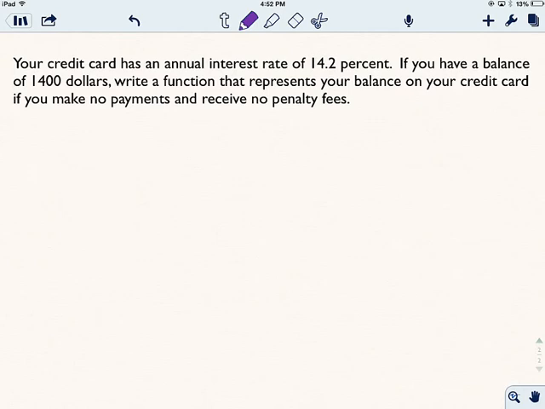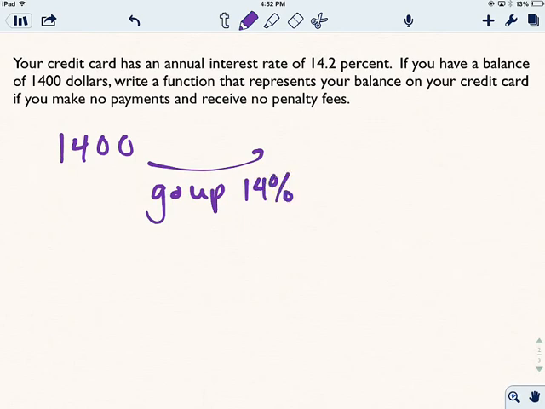So let's say you have $1,400. The annual interest rate is 14.2%, and so if you make no payments after a year, it's going to go up 14%, and so you will owe them more. You can think of interest as sort of a rent on your money. They loaned you this money, and in order to enjoy the privilege of having that money, they are going to charge you for it, and the rate they're going to charge you is 14%. And so how does it go up 14%?